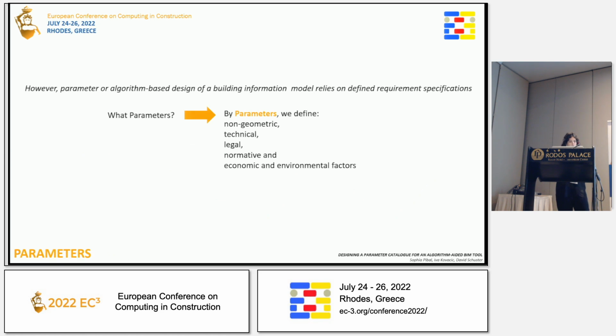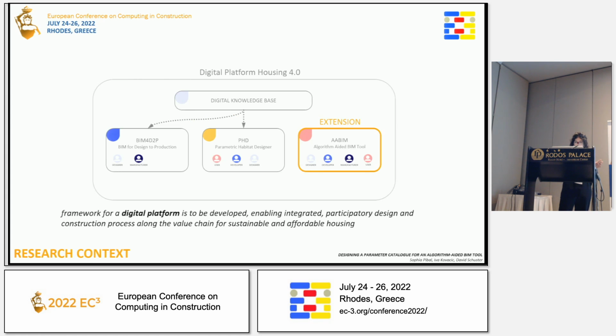However, parameter or algorithm-aided or algorithm-based design of a building information model relies on defined requirement specifications and also parameters. So by parameters, we in our study do not refer to width or height or any other numerical parameter, but we are trying to define it as non-geometric on a technical level, on a legal level, or on a normative and then economic, and also on environmental factors. So that was our point where we started.